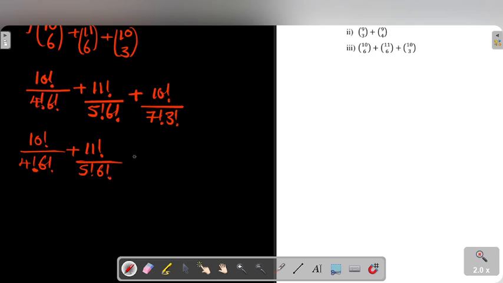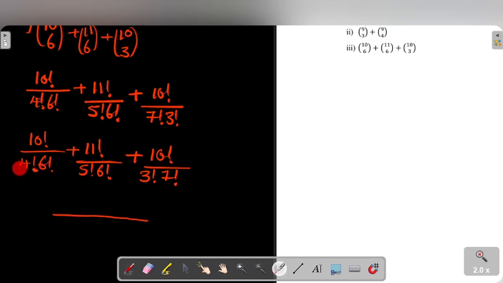6 factorial, plus this is 10 factorial over, then you switch, you have 3 factorial starting, then you end with a 7 factorial. That's what we have. So now from here, you find the common denominator. So the common denominator here, you start.